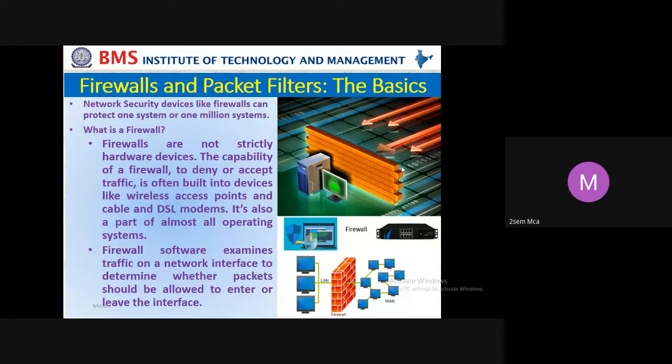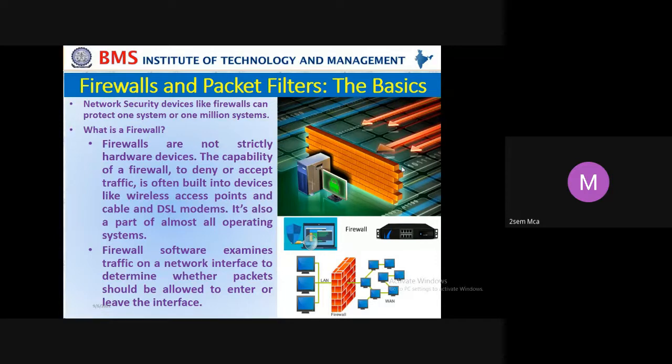In the bottom figure, you can look, the firewall might be a switch, a router, or a computer or server itself. So you can install the firewall software in any one of these devices. You can even install the firewall in the cables also, like a DSL cable, digital subscriber line. In that cable also you can install the firewall software.